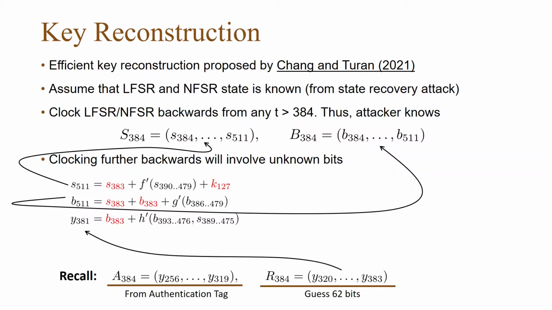The bits S511 and B511 will be known to us due to the assumed state recovery attack that we performed before. The Y bits will be found in our register and our accumulator used for authentication, and the bits Y256 to Y319 can be immediately reconstructed from an authentication tag, while the bits Y320 up to Y383 are not really known to us, but we need to guess these bits instead. And note that we do not need to guess Y382 and Y383, so we only need to guess 62 bits here in order to reconstruct all of these bits.